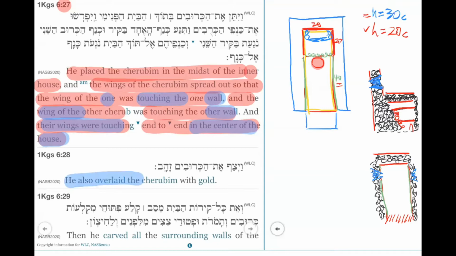He also overlaid the cherubim with gold. So everything in the inner sanctuary was all gold plated or gold lined.